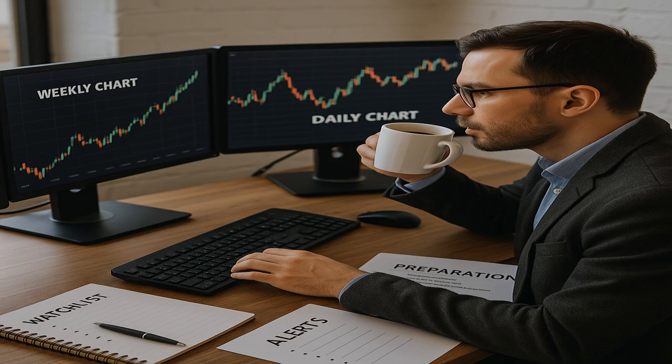Weekends are when part-time traders do their heavy lifting. Scan weekly charts for major trends. Identify daily chart setups for the coming week. Create watch lists with specific entry and exit levels. Set alerts for your target prices. This preparation allows you to execute quickly during the week without getting caught up in timeframe confusion. Your weekend analysis uses longer timeframes, your weekday execution uses shorter confirmation timeframes.